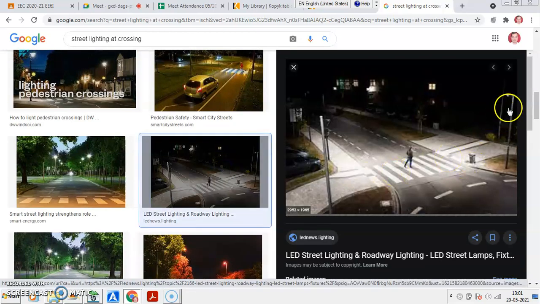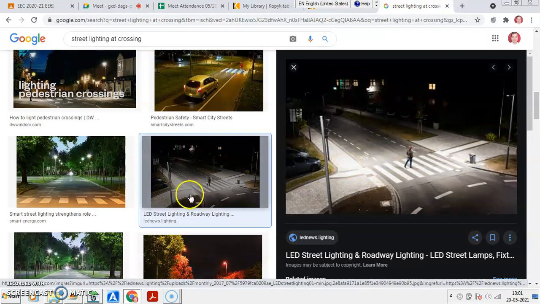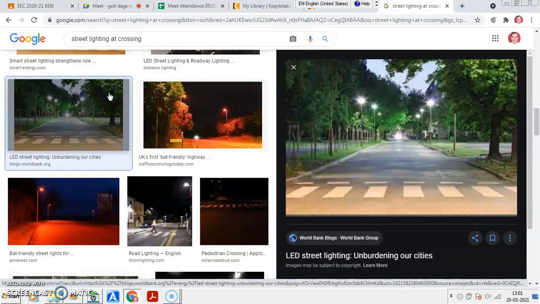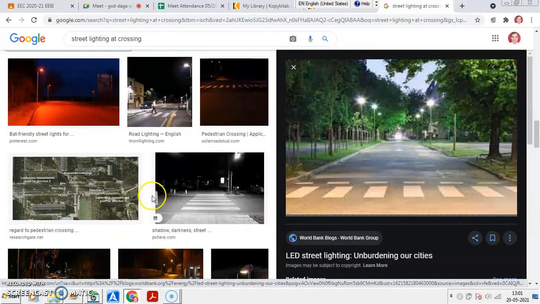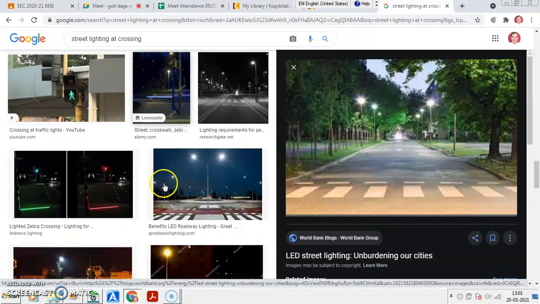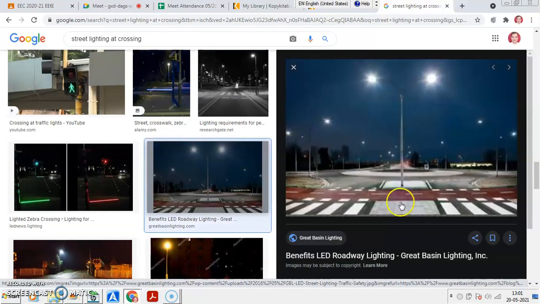This is also another picture. Okay, so the provision of lamps, you can see. So various figures you can see, various diagrams you can see at crossing. So here you are having the big circle, big crossing.